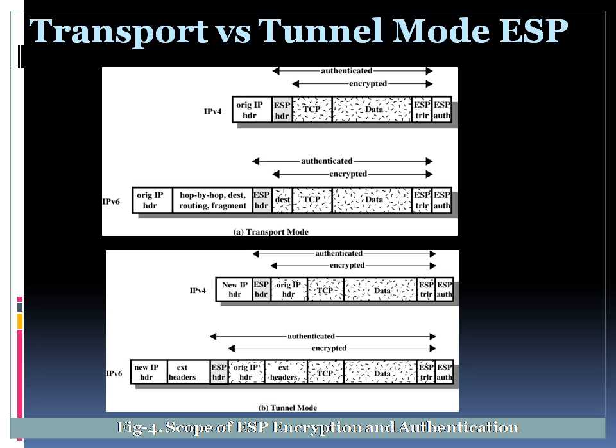To give an example, consider a case in which an external host wishes to communicate with a host on an internal network which is protected by a firewall and in which ESP is implemented in the external host and the firewalls. The following steps occur for transfer of a transport layer segment from the external host to the internal host. Let's see the steps now.